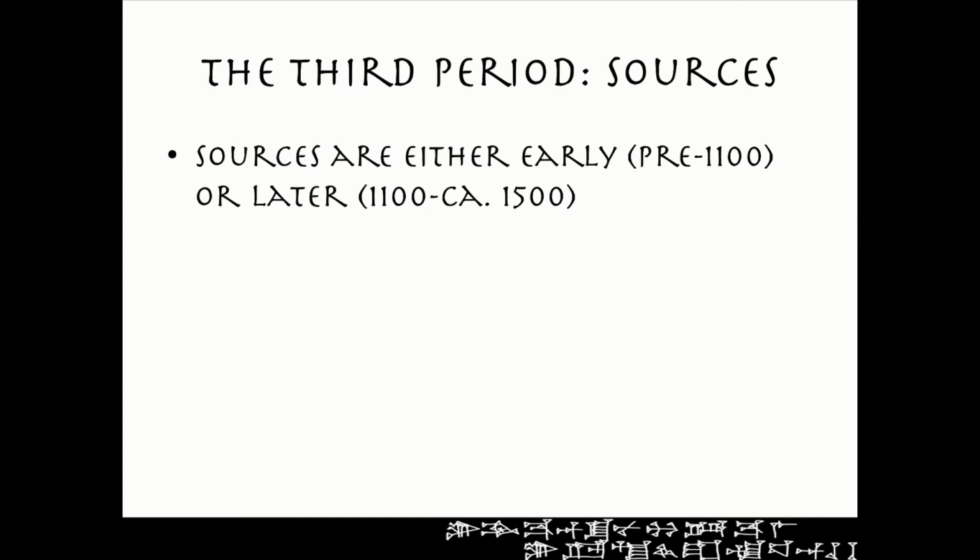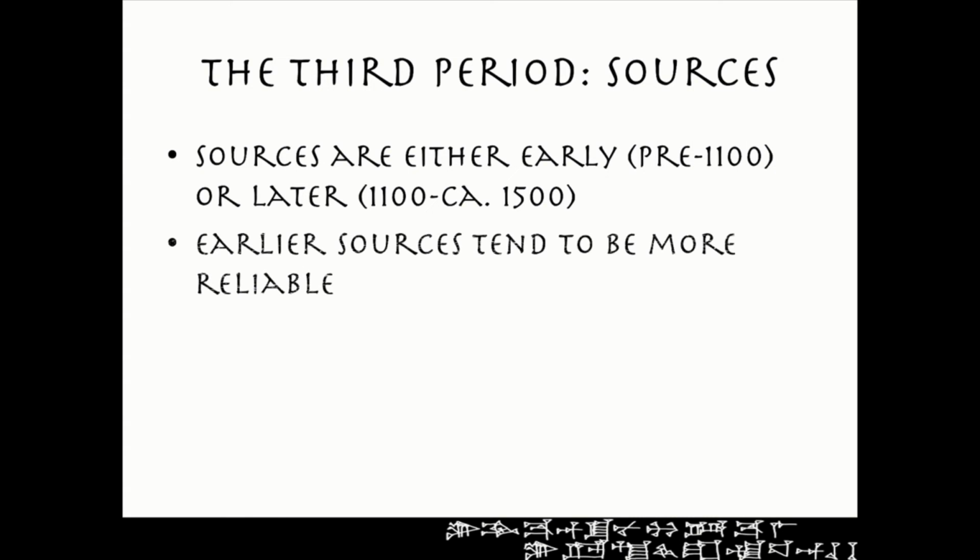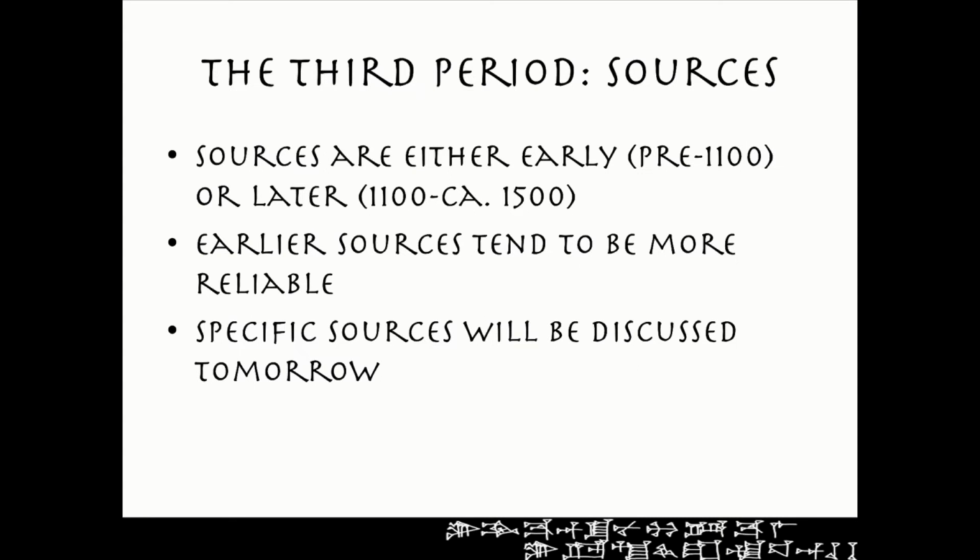So the sources for the third period, you have them divided essentially into two periods: the pre-1100 period, which are considered the early sources, and then the later sources, from 1100 to approximately 1500. The earlier sources tend to be more reliable, but as time goes by, these texts become more and more standardized. The Cairo Codex, the Aleppo Codex, and so on. We'll talk about those tomorrow in a bit more detail.